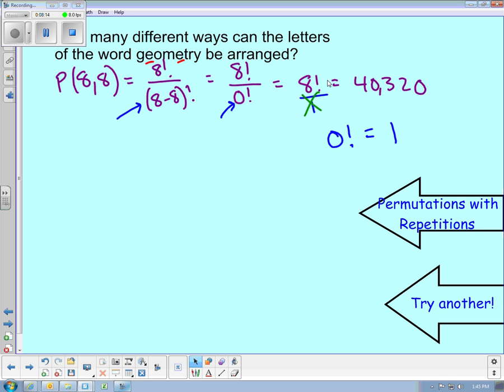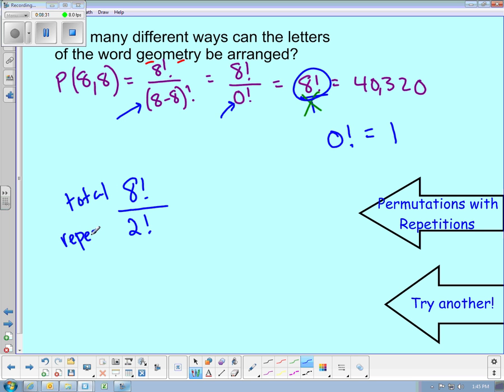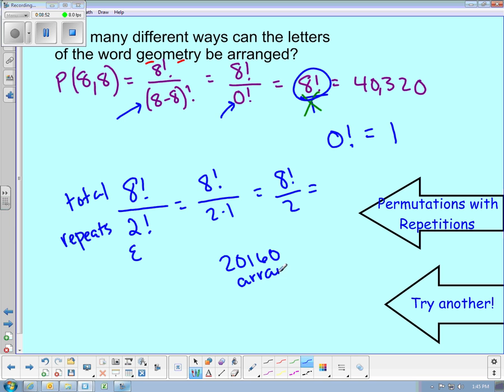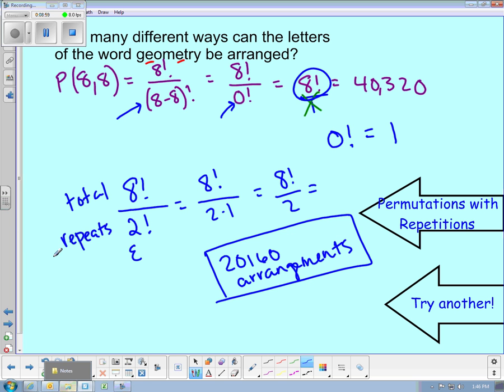I need to take the number of arrangements, which is 8 factorial, and I need to divide out the number of repeating letters factorial. So this is the total, and this is the repeats. Since there's 2 E's, that's where I get the 2 factorial. So when I do that, that ends up being 8 factorial divided by 2 times 1, which we all know is just 2. 8 factorial divided by 2, and that leaves me with 20,160 arrangements. So taking into account the fact that we have some repeating letters is important for us to consider.